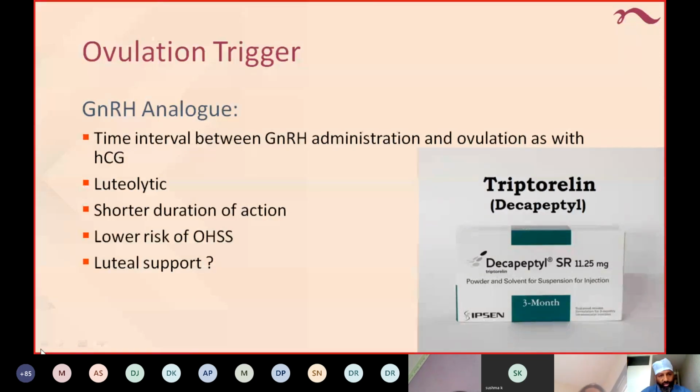So lower risk of OHSS. In this, you can add luteal support later if required. You can add some progesterone pessaries or oral tablets for luteal support, because triptorelin is luteolytic. But this will prevent OHSS. If you are suspecting OHSS, please give the triptorelin injection, not HCG. This has a short duration of action and hardly any risk of OHSS because of luteolysis, but it needs additional luteal support with progesterone.